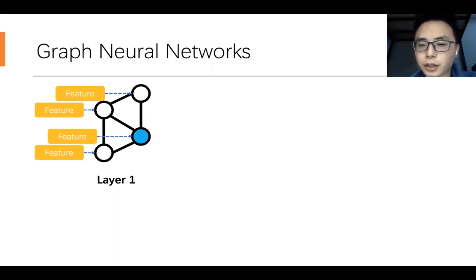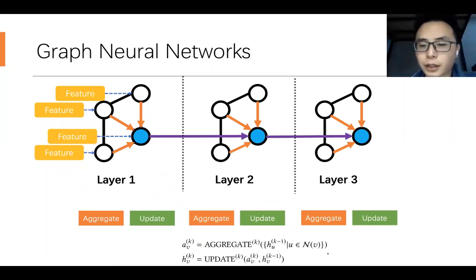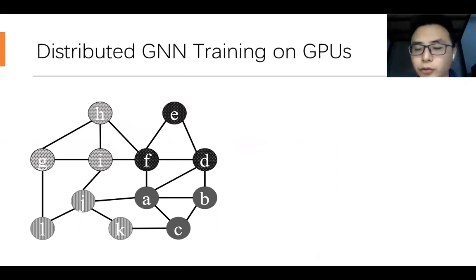In each layer, it aggregates the features of its neighbors and updates itself to produce a new feature for the next layer. So it follows an aggregate and update pattern in each layer. Like other neural networks, training GNNs is very computationally intensive, so it's better to train them on GPUs. The focus of this work is to train GNNs on multiple GPUs.